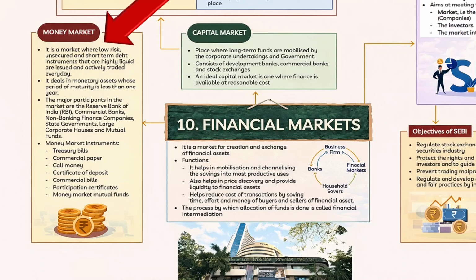They are less risky. Instruments of money market are unsecured, still they are less risky. This is because of the shorter duration of investment and financial soundness of the issuers.